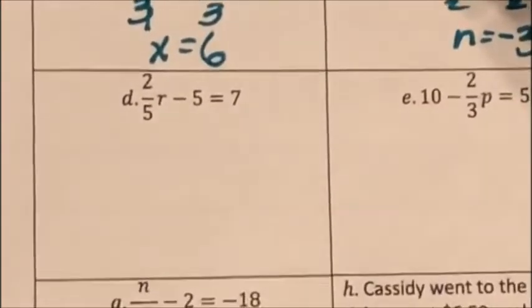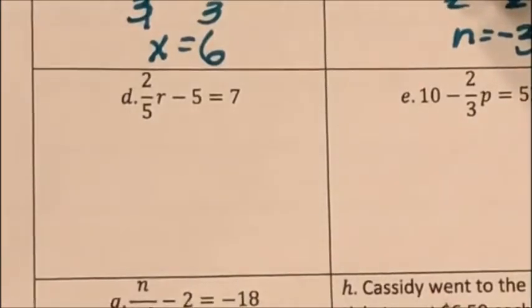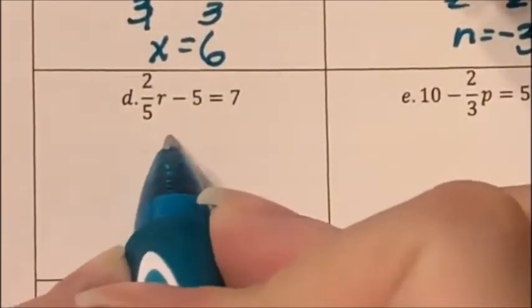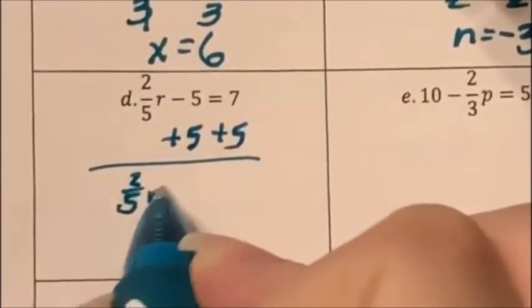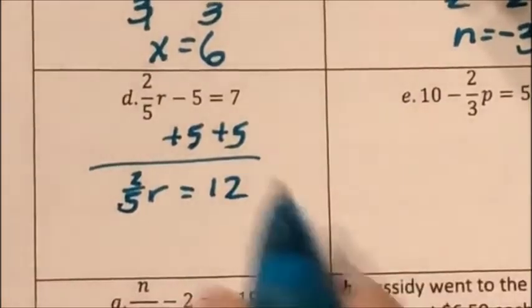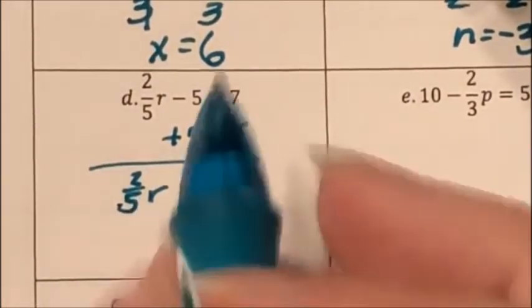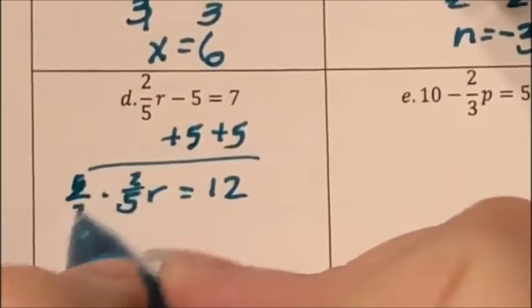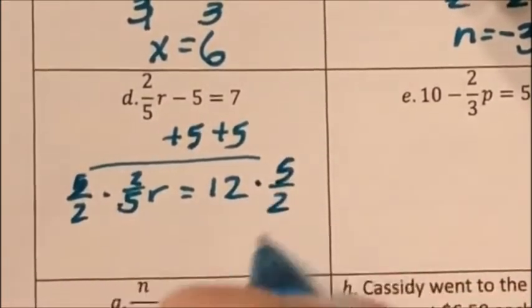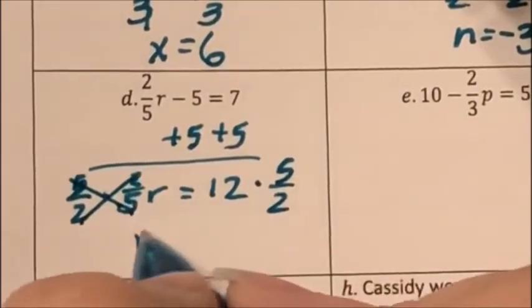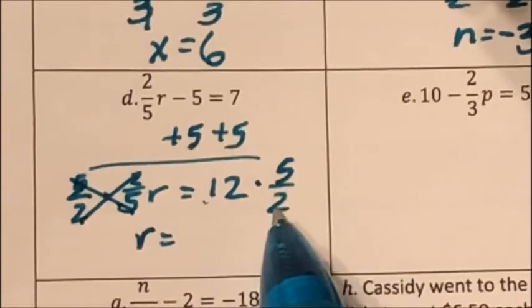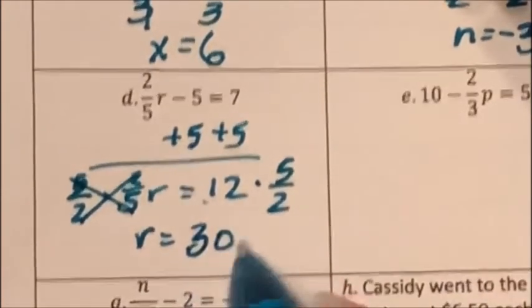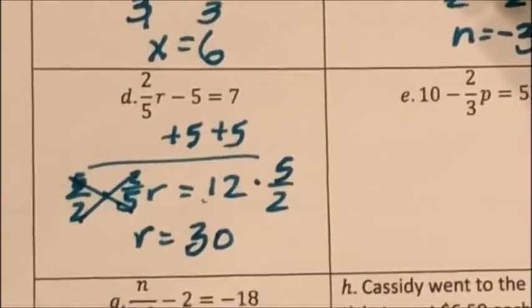All right. For letter D, I have 2/5 r minus 5 equals 7. I want to add 5 to both sides. So I get 2/5 r equals 12. Then the multiplicative inverse of 2/5 is 5/2. Okay. This cancels. I'm left with r equals 12 times 5 is 60, divided by 2 is 30. So r equals 30.